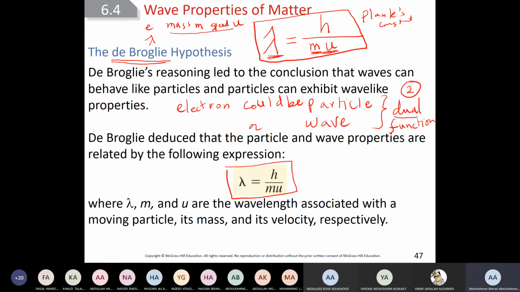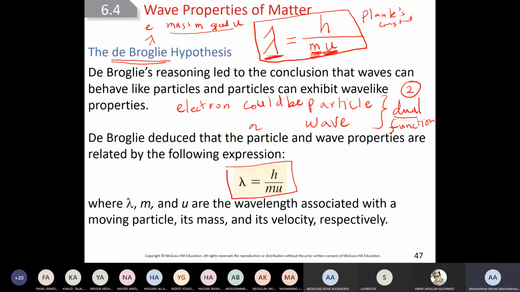Of course, they think this is a reality for only small things like the electron. But according to this equation, if you are moving at a certain speed, I have your mass and I have your speed, I can calculate your wavelength, so I can change you from mass to wave. Is this clear?